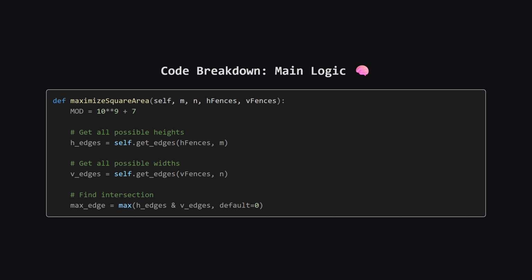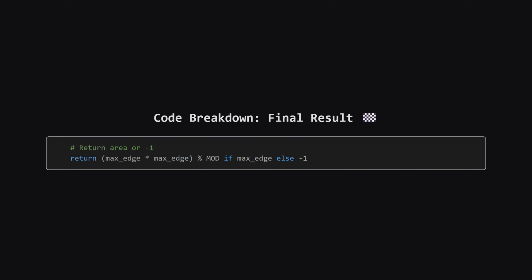The magic happens in the intersection line. The ampersand operator between the two sets finds all the numbers that exist in both sets. We take the max of this intersection. If the intersection is empty, we default to 0. Finally, we need to return the answer.